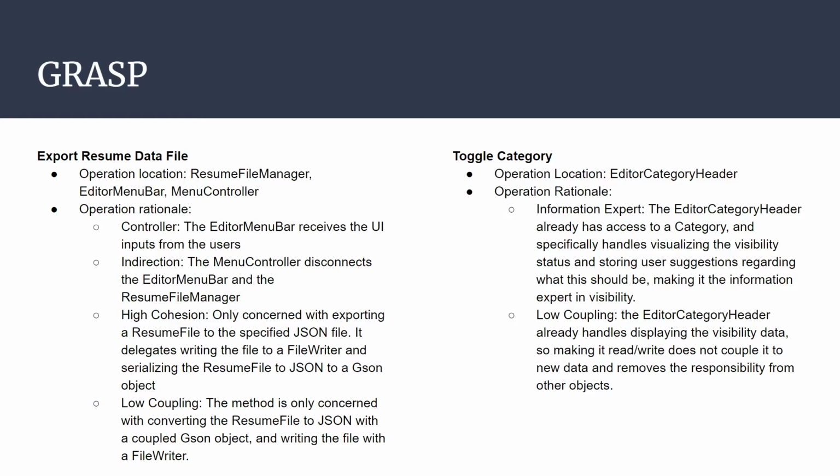From here, we come to a case of high cohesion within the resume file manager because it is only concerned with the exporting. It does not deal with the details of the export. It delegates this off to other classes like JSON or to the file writer object. And finally, this object also has very low coupling, being only connected to the file writer and the JSON object, nothing else.